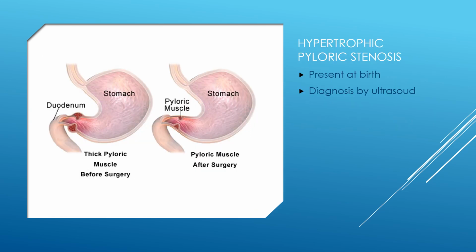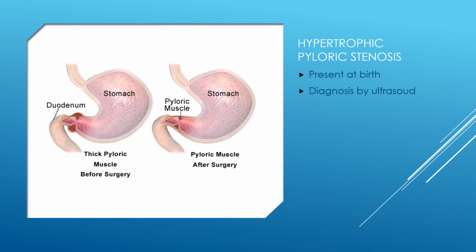All right, so let's talk a little bit about pyloric stenosis. The circular muscle of the pylorus becomes hypertrophied, causing thickness in the luminal side of the pyloric canal. You can see that on the picture there. This thickness creates a gastric outlet obstruction, causing non-bilious vomiting, usually between 3 to 6 weeks of life.